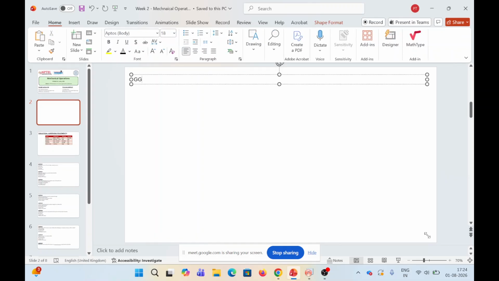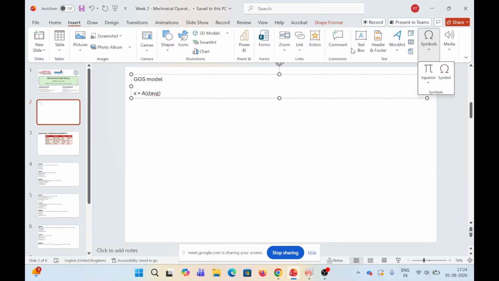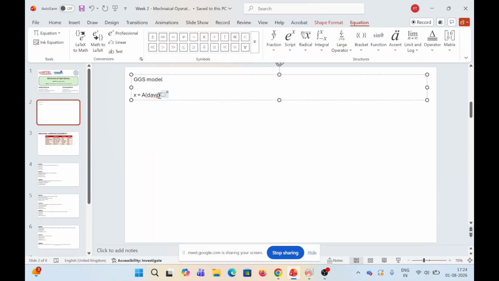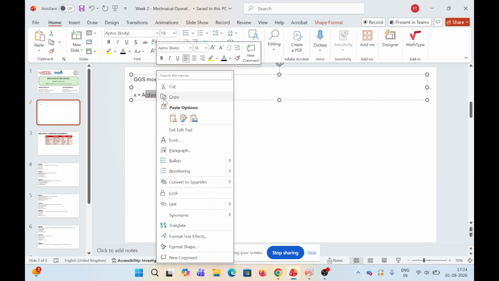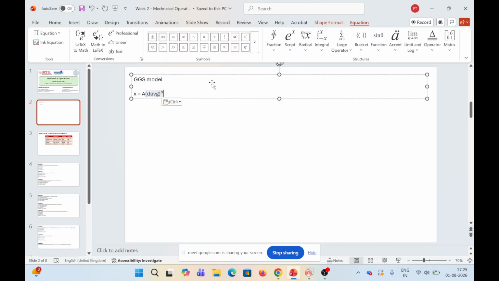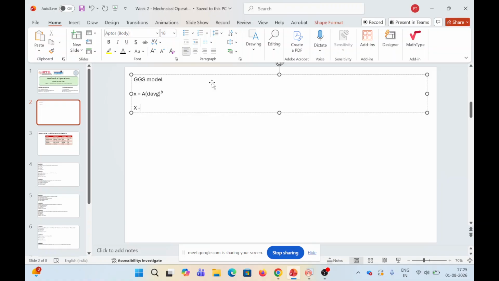GGS model. So the typical representation goes as x is equal to a times d average whole power b. Now here x is nothing but the mass fraction, sorry, small x is the mass fraction.